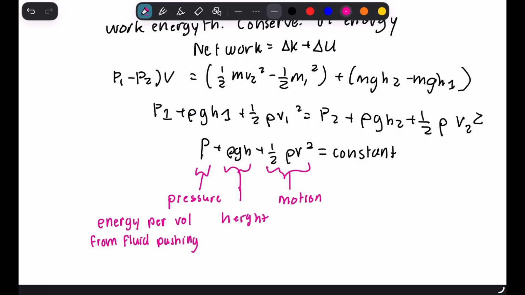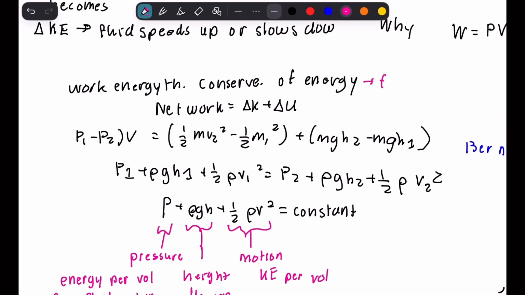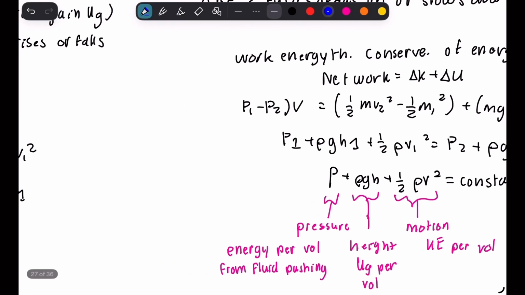Your rho GH is your UG per volume, and your 1/2 rho V squared is going to be your kinetic energy per volume. So this is just energy conservation for fluids. So we are shifting between pressure, speed, and height.